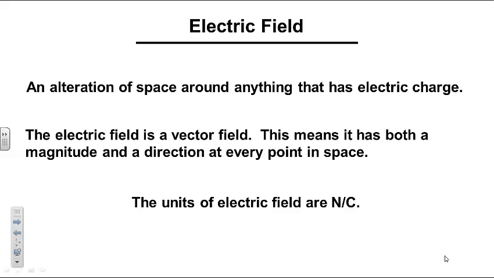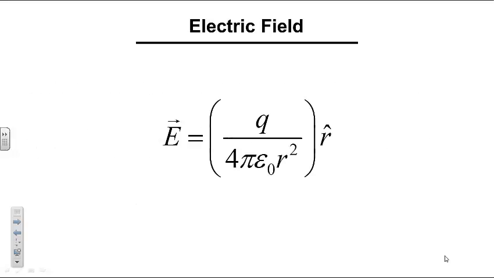The electric field is an alteration of space around anything that has electric charge. The electric field is a vector field, which means it has a magnitude and a direction at every point in space. Finally, the units of electric field are newtons per coulomb.